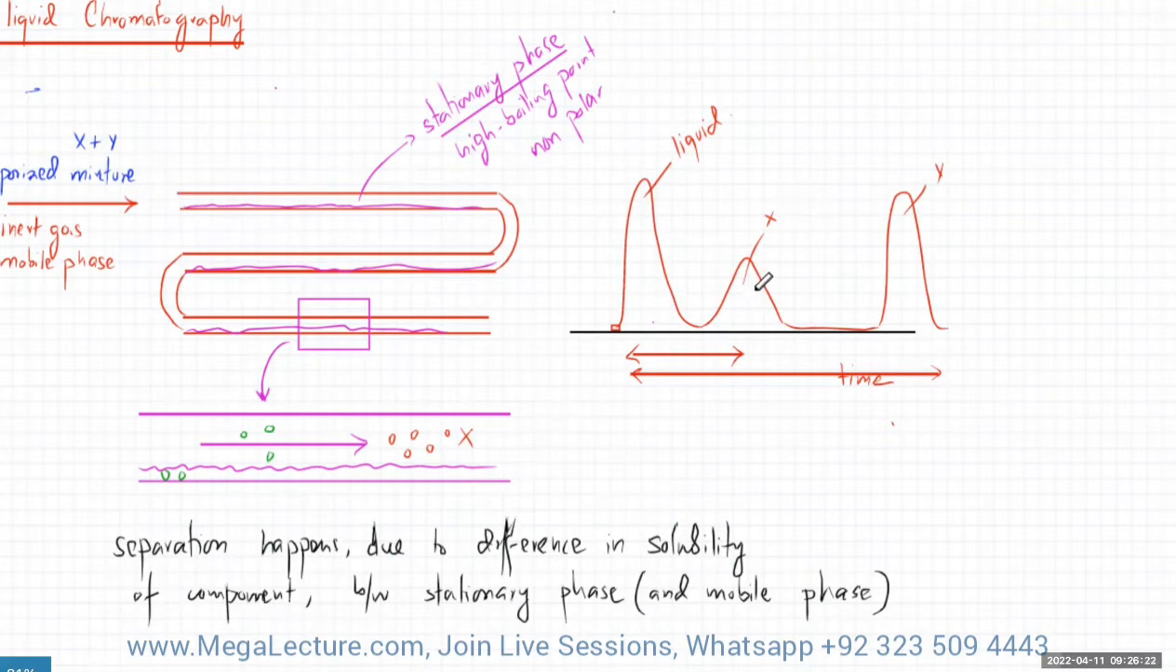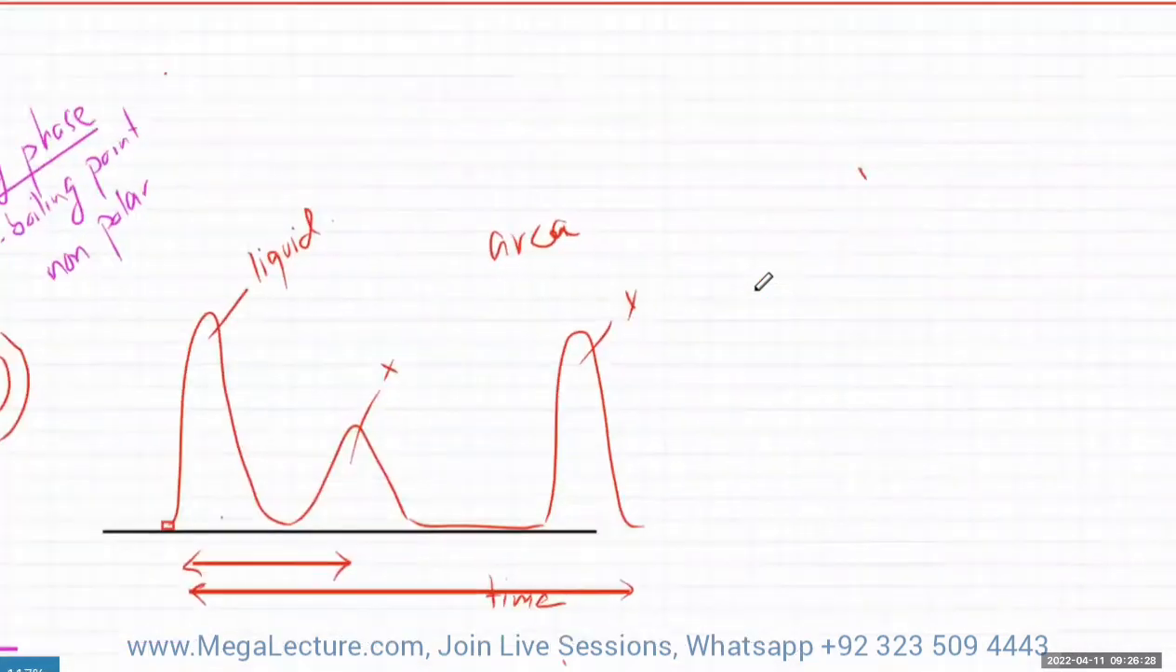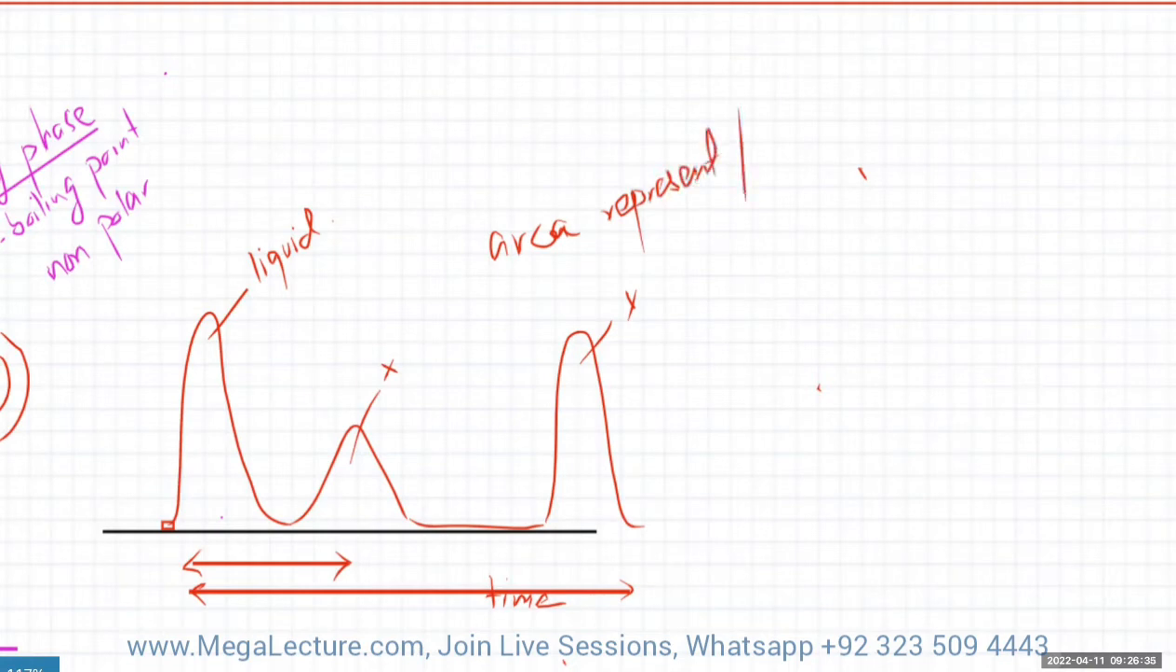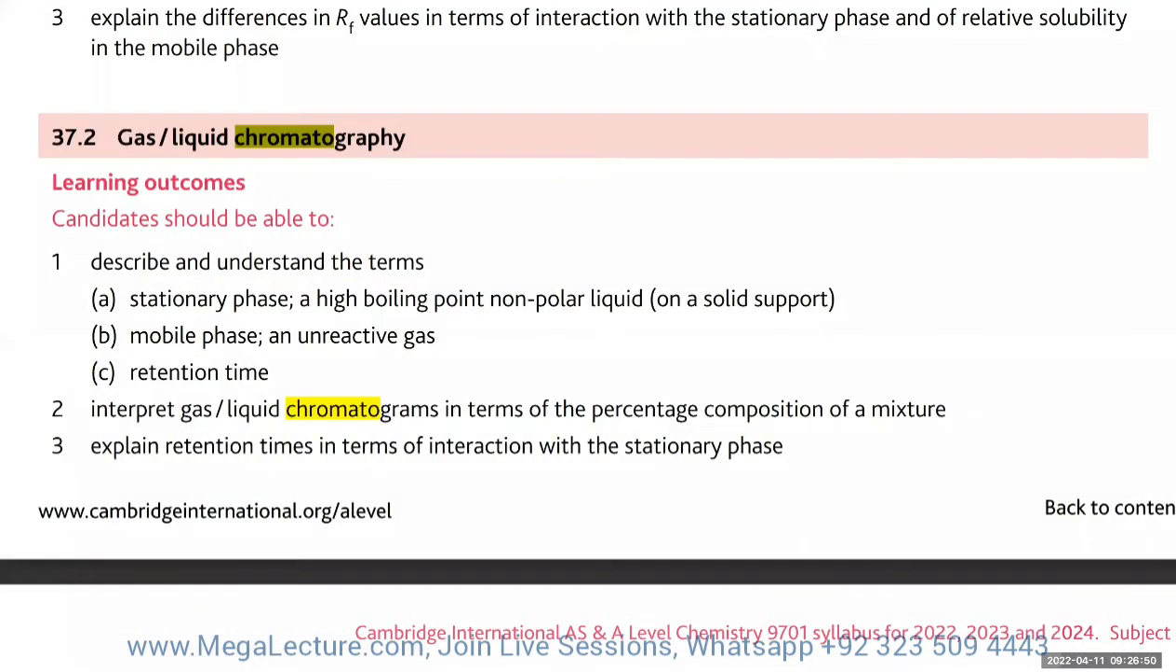Okay. Now the area in the curves, the area represents the amount of the substance. So by looking at the area, you can tell which one is more, X or Y. Okay, that's about it. So is that clear? Yes sir.